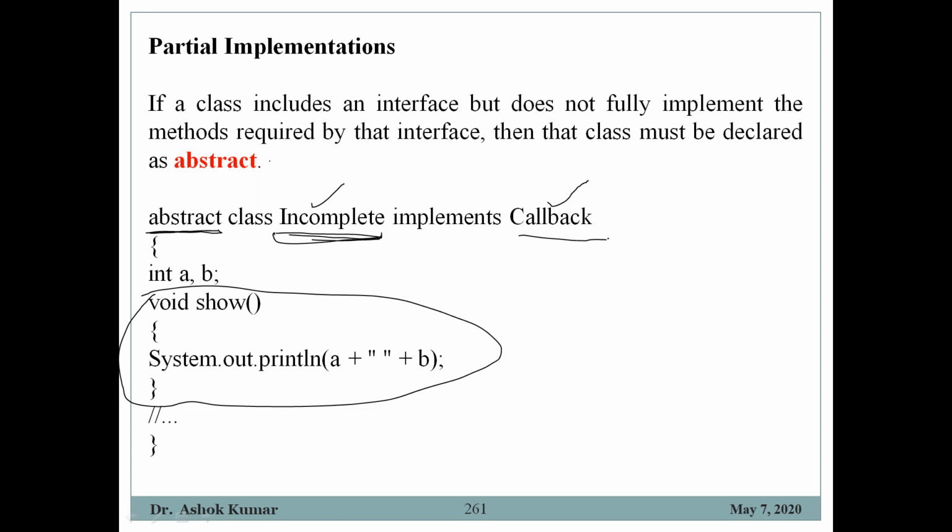Now, if you need to use this incomplete class, you have to extend it, because an abstract class cannot be instantiated. You have to extend this class incomplete and implement the callback method there. If you are not implementing the method of an interface, then the object of the class cannot be created, as we discussed earlier.